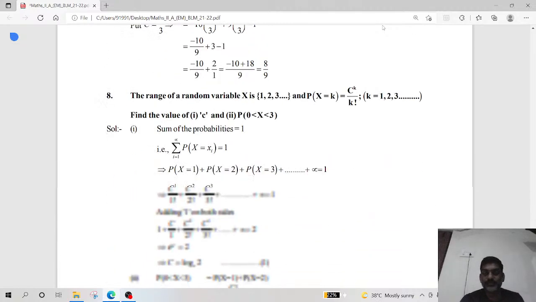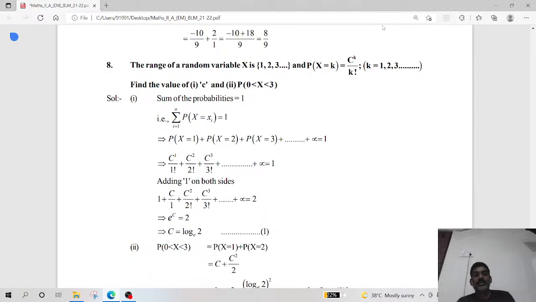Question number 8. The range of random variable x is 1 to 3 and P of x is equals to k is c power k divided by k factorial where k is 1 to 3. Find the value of c. Again same like above, find the value of c and 0 less than x less than 3. First overall sum is 1. If we add up overall sum, we are getting c to the power of 1 by 1 factorial and c to the power of 2 by 2 factorial. Here infinite sequence it is.